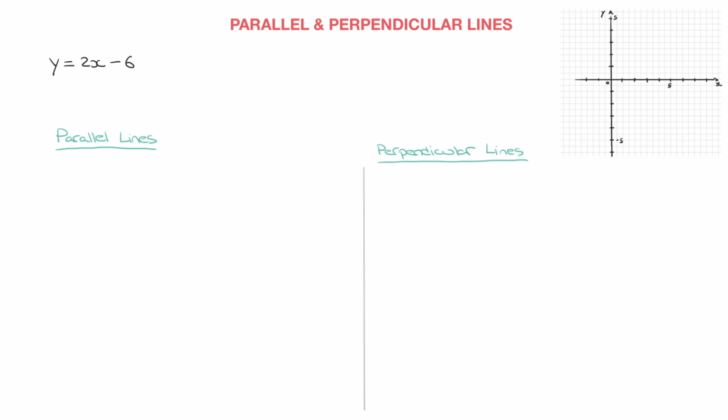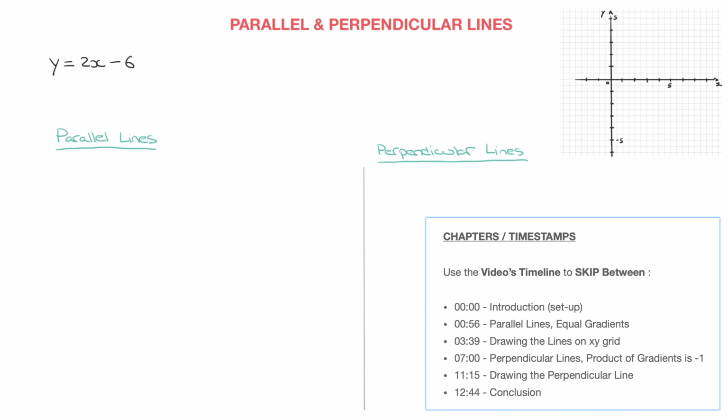Hi everyone, in this video we learn about parallel and perpendicular lines. More specifically, given the line whose equation is stated here, as well as the coordinates of a point, and I'll say the point with coordinates 2, 3, we're going to see how to find the equation of the line that's parallel to this line which passes through this point, as well as the equation which is perpendicular to that line, which again passes through this point.